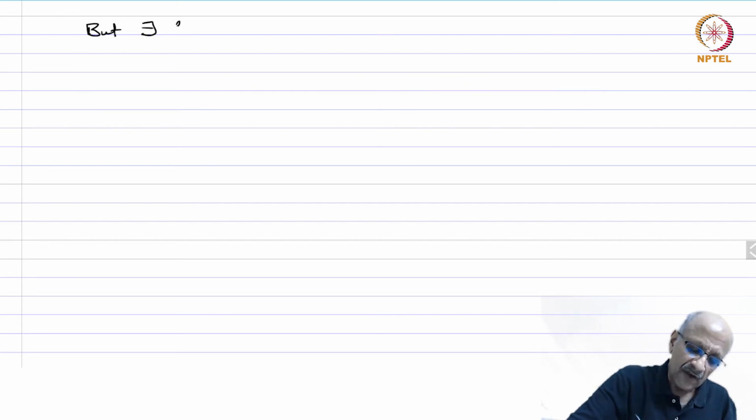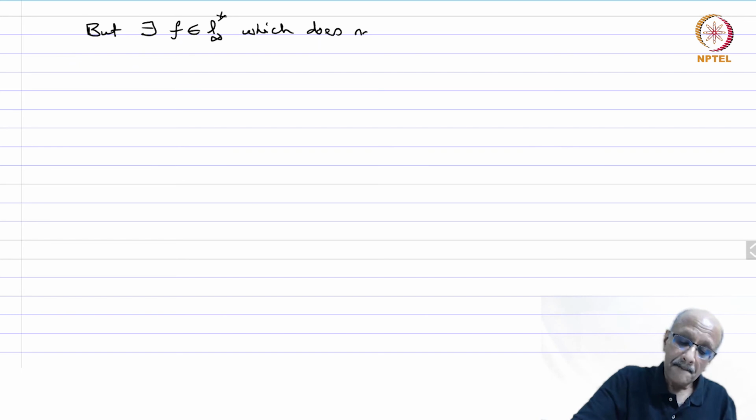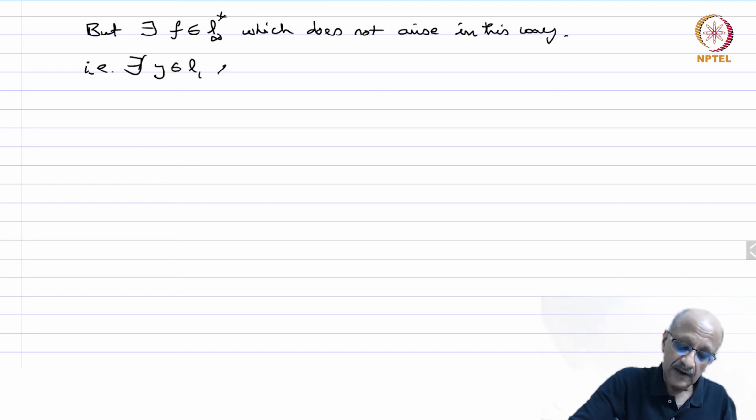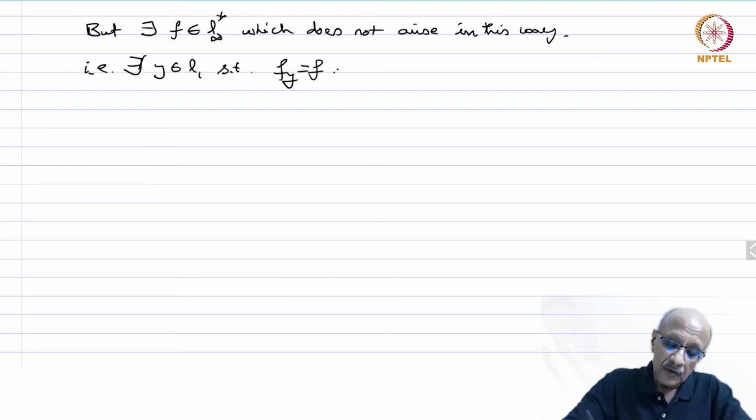But there exists f in L infinity star which does not arise in this way. That is, there does not exist a y in L1 such that f_y equals f. So let us give an example.